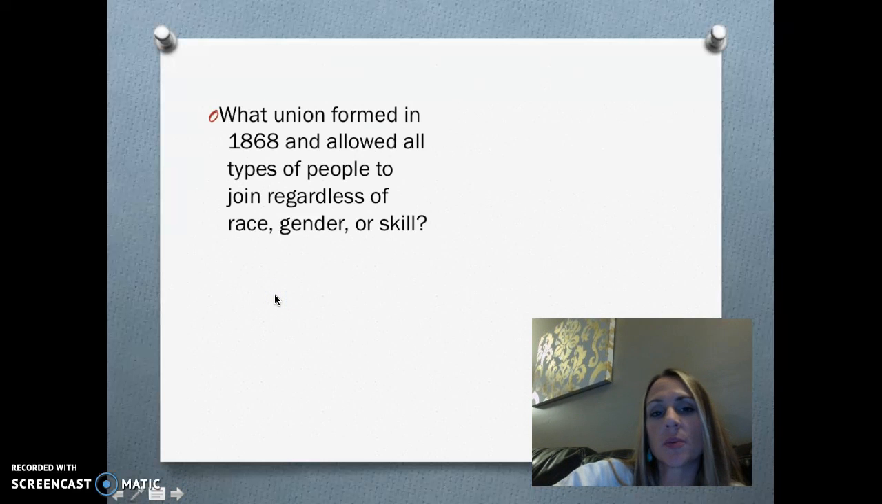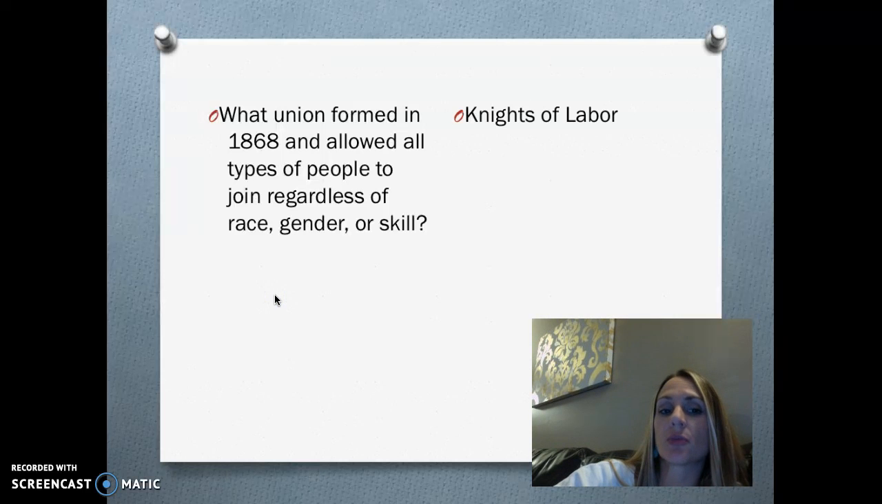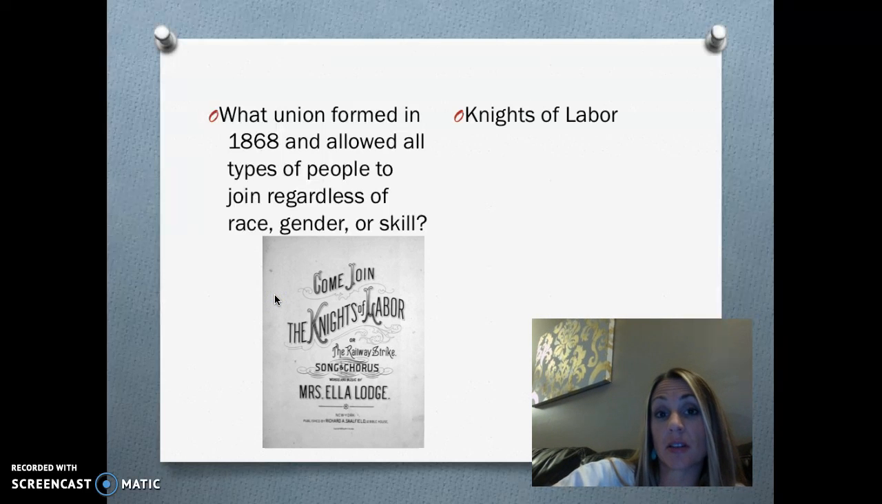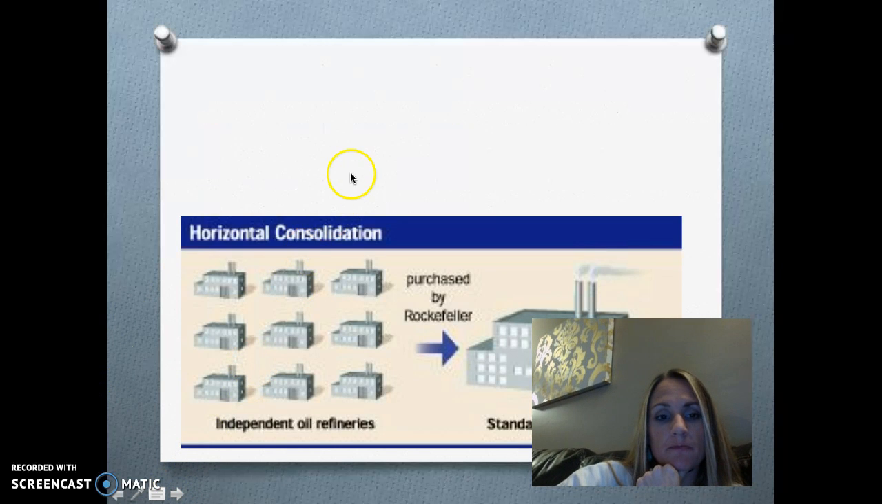What union formed in 1868 that allowed all types of people to join regardless of their race, gender, or skill? The Knights of Labor. They're still in existence today. I think the oldest one that still exists today that was in existence at the time we're talking about. And that would just be a picture, a poster.